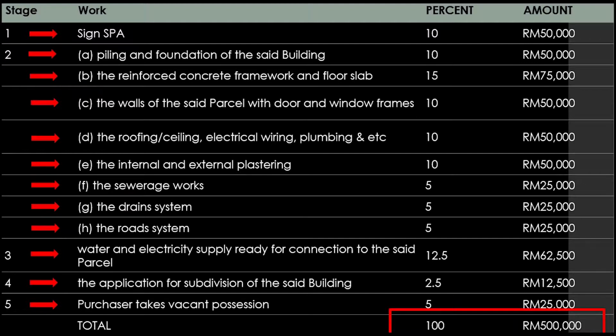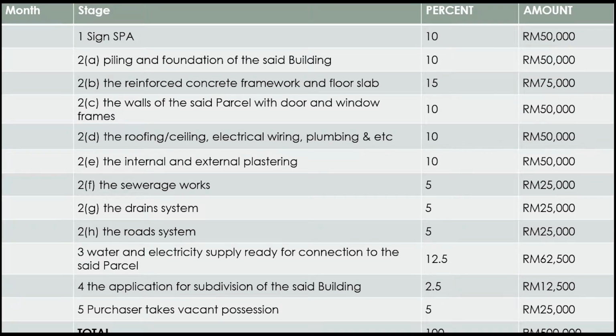Okay, so total up is the 500,000. Now when shall I start paying all this? So first of all, when you sign your S&P, you pay during your first month of your booking, your loan, then after that, you've done your S&P. Now the second part, 2A, you will pay in 12 months period of time, within 6 to 12 months.